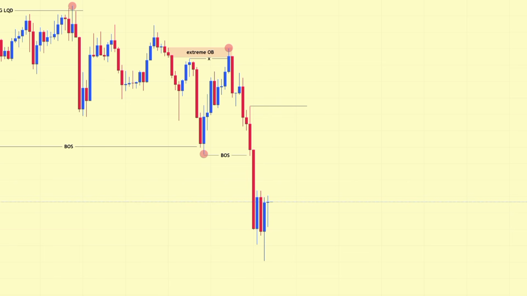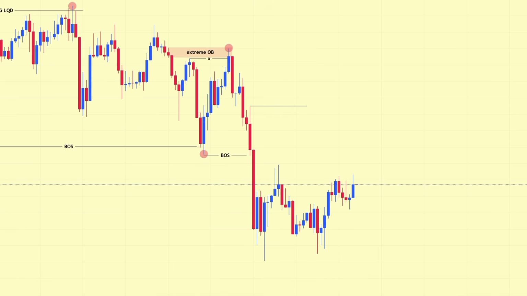If I am to continue running price, we can clearly see price is heading higher, probably. Okay, so let's see. Price is consolidating there.